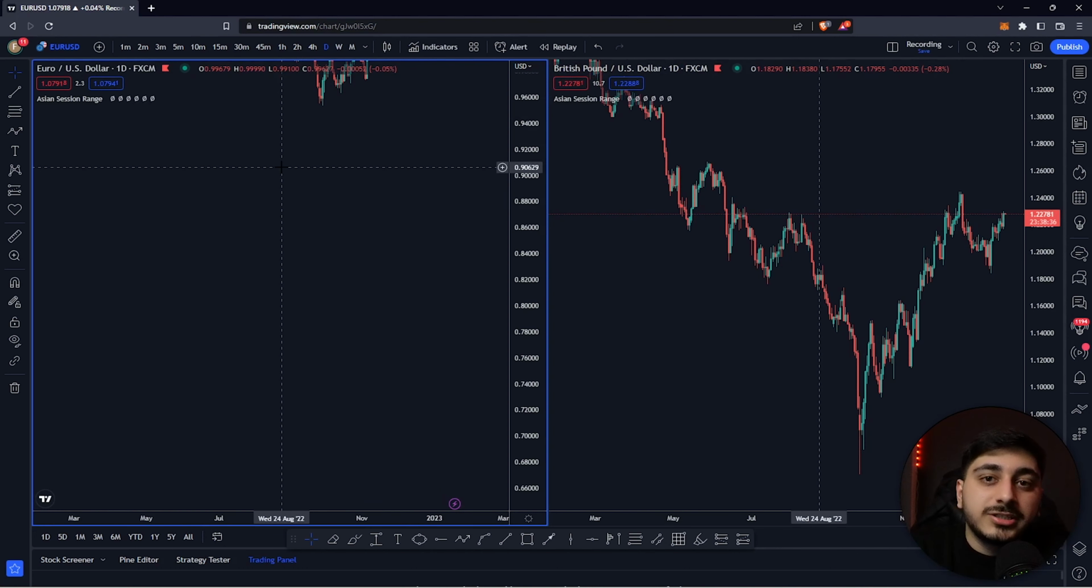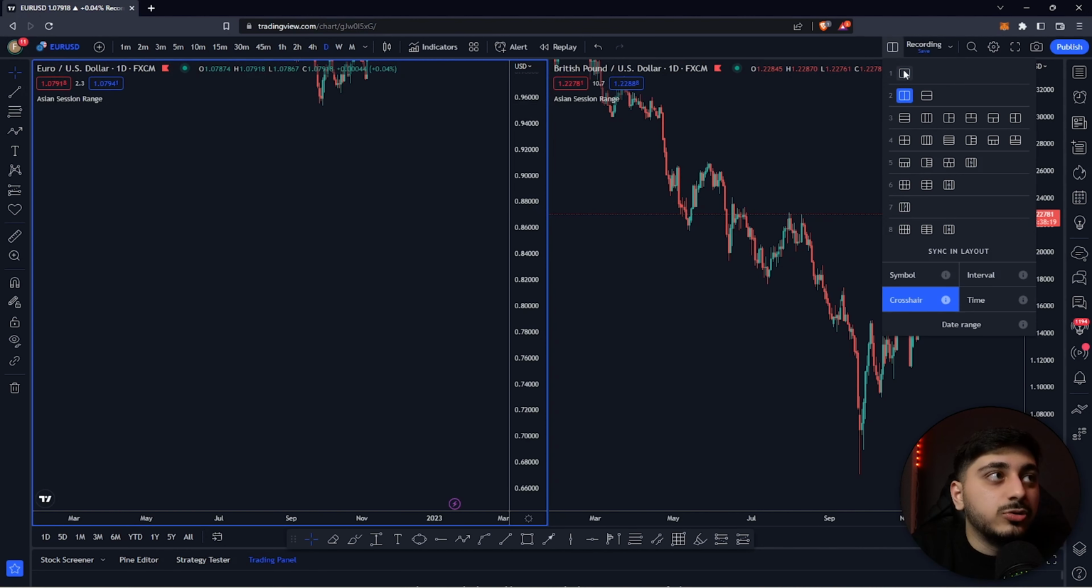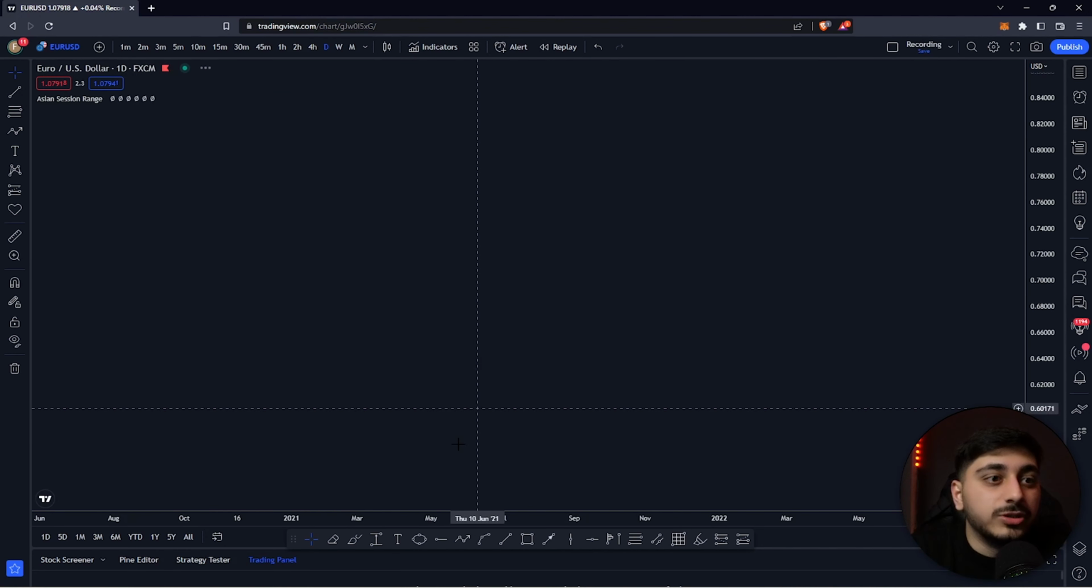Now what you need to understand is that we want to have pairs with either the same base pair, which in this case is US dollar and US dollar, or the same leading pair, which obviously in this case is not the same, where you've got Euro and you've got British pound. So let's go back to the normal one and let's go through this example.